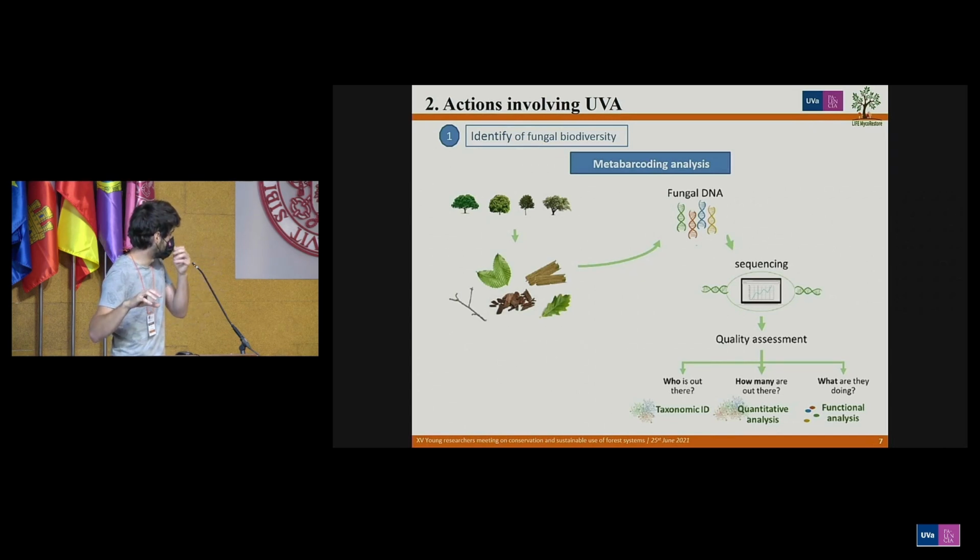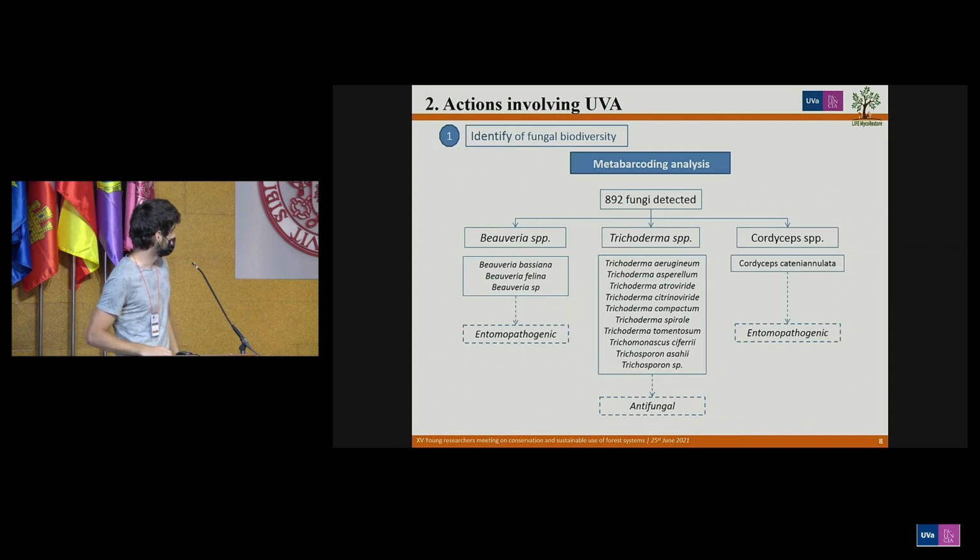The other part is the metabarcode analysis with the branches, leaves, bark, and cork that we collect in the field. We try to extract all the fungal DNA and go to sequencing. With this analysis, we can know which fungi we have, how many fungi we have, and what the function of these fungi is. With this metabarcode analysis, we detected 892 fungi. The main fungi of interest for our project, obviously, are Beauveria species, Trichoderma species, and Cordyceps species.